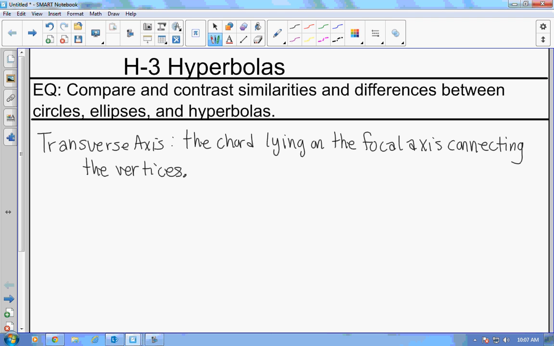Okay, the other axis is the conjugate axis. So we have the transverse axis and we have the conjugate axis.